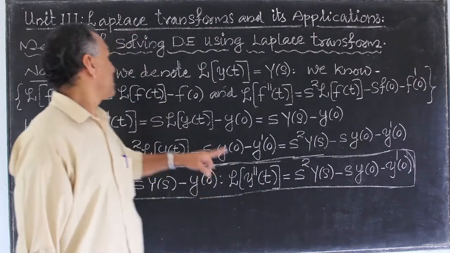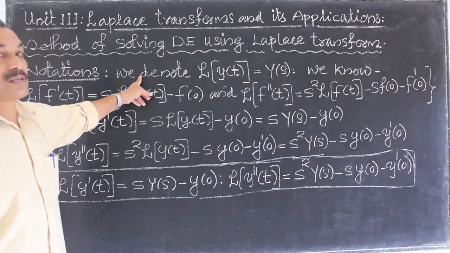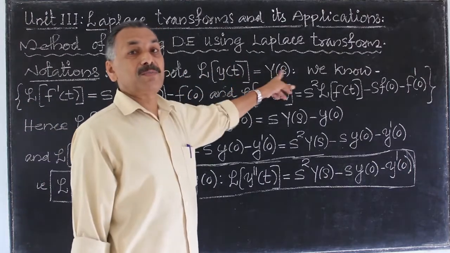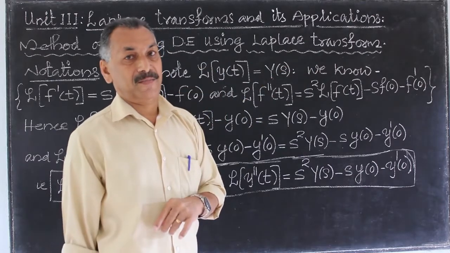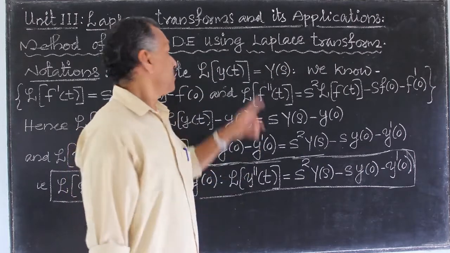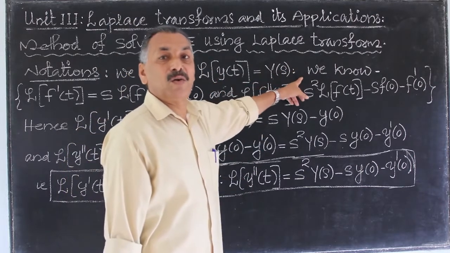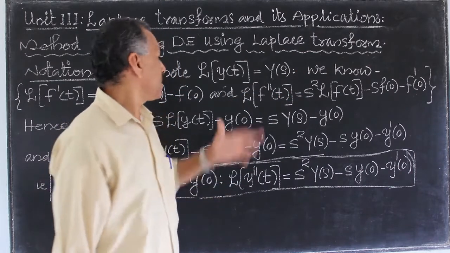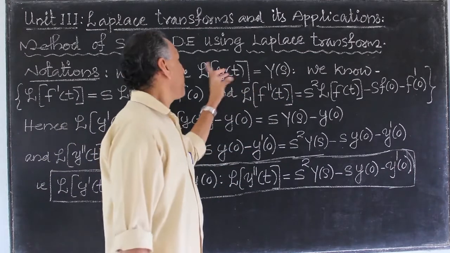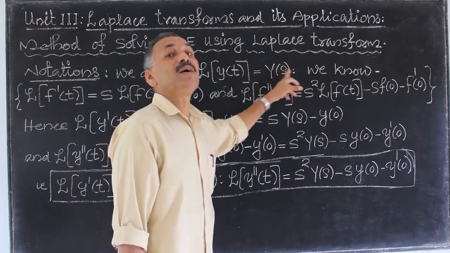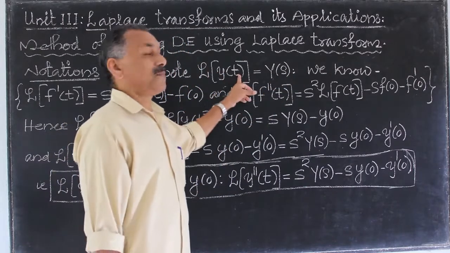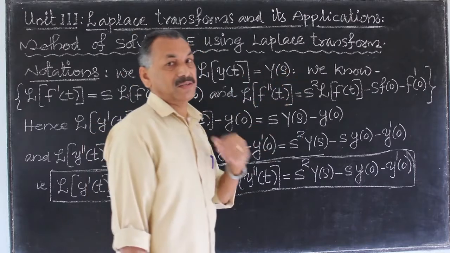For that, second notation: we denote the Laplace transform of y of t. L of f of t is denoted by capital F of s. L of g of t is denoted by capital G of s. The solution of the differential equation is a function with this property, y is equal to y of t. Therefore, L of y of t is equal to y of s, or capital Y. The Laplace transform of y of t, we denote by Y of s.